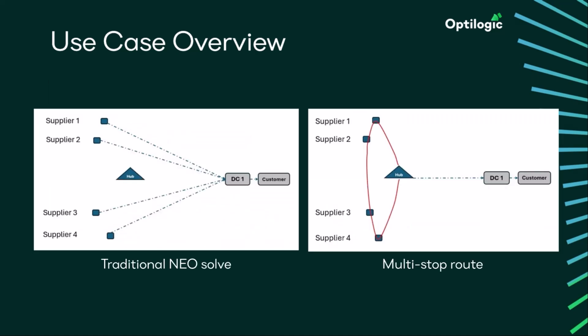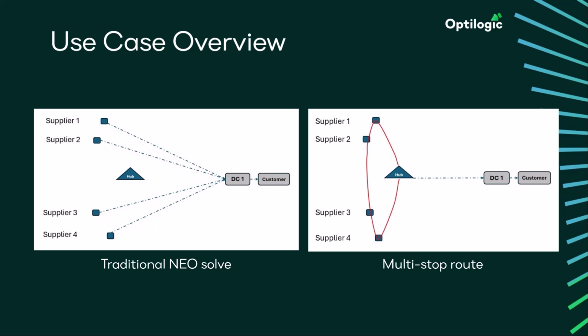For hub optimization, consider a situation where you have multiple suppliers serving one distribution center. In a traditional NeoSolve, it might be more cost-effective for each supplier to ship directly to that distribution center. However, when we consider a multi-stop route, it may make more sense from a cost perspective to send all of our shipments from our suppliers to a centralized hub and then deliver to the distribution center.